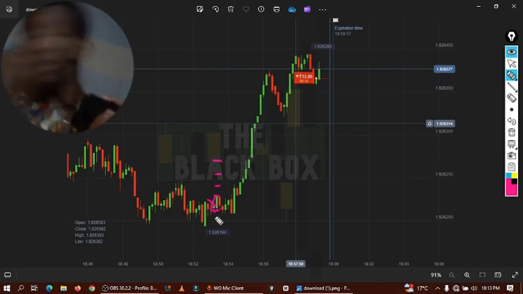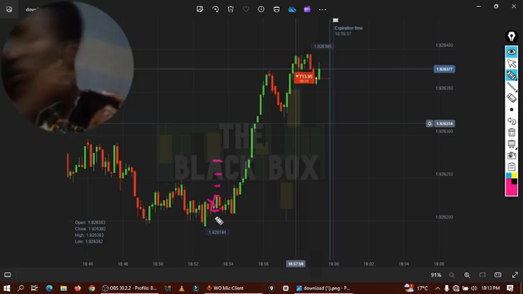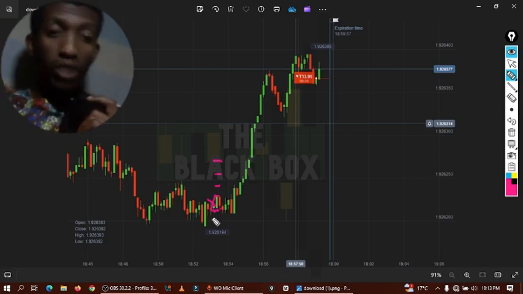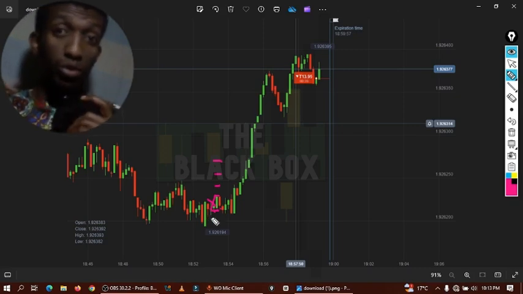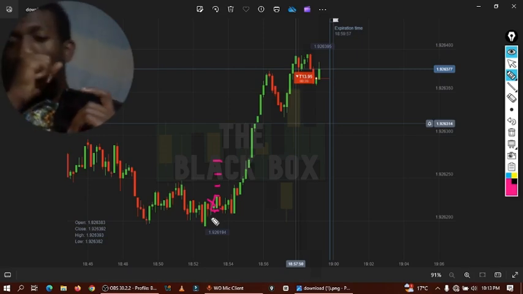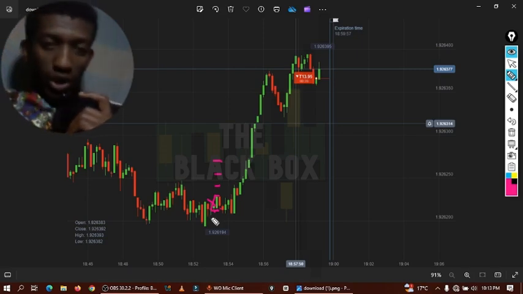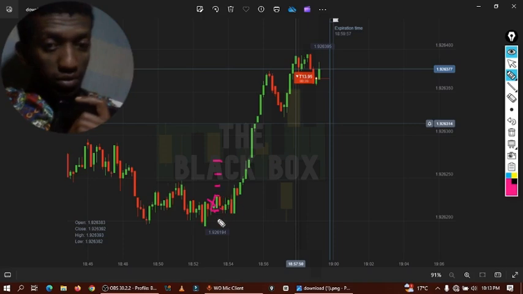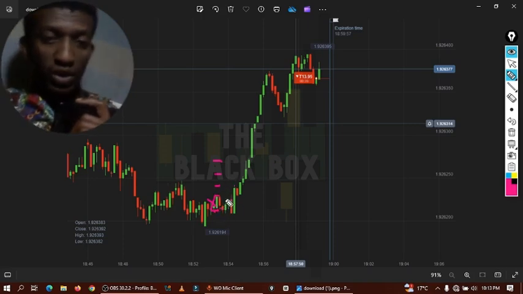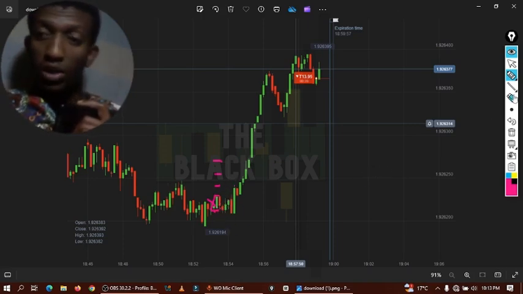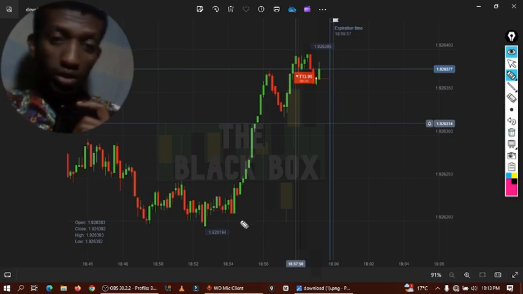The previous black box will be used as a target projection if TP2 is not hit. TP2 is not it, sorry guys. There is no break there, which means we are waiting for another black box.